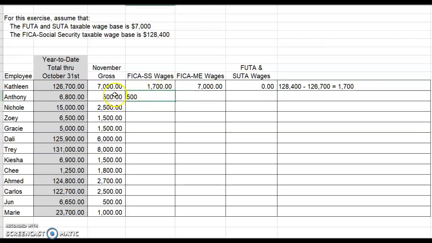There is no limit on wages subject to FICA Medicare tax. So all $500 of Anthony's November salary is subject to FICA Medicare tax. So put $500 in the FICA Medicare wages column.